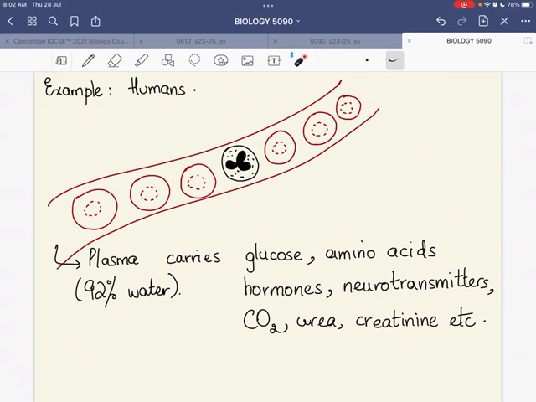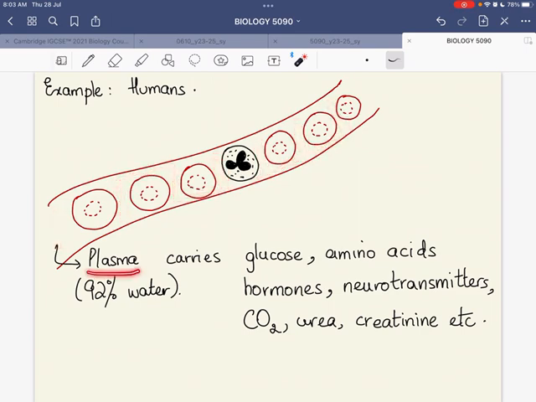I'll give you some examples of the role of water in living organisms. The first example is that of the humans, in which I have drawn the diagram of a blood vessel. This blood vessel is carrying blood, and you can see many red blood cells flowing inside the blood vessel, and with that one white blood cell is also shown. And this liquid part in which these red blood cells are found, this liquid part of the blood, is plasma.